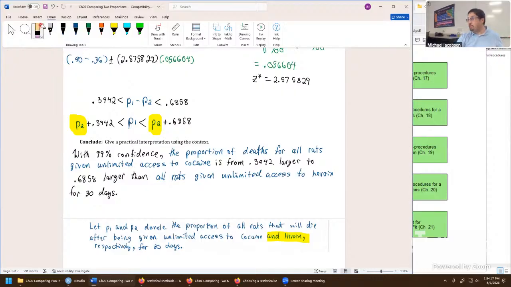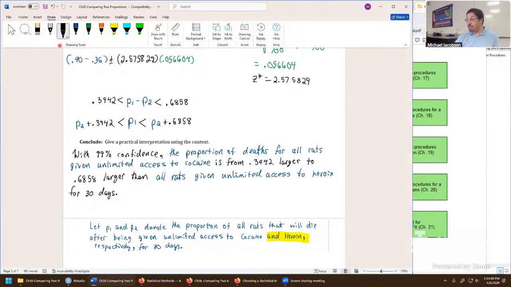So we've got all the elements. We mentioned the first parameter, P1, unlimited access to cocaine. Second parameter, P2, same thing, unlimited access to heroin. We have to say what the proportion is for in the first place. What was the success? We mentioned it here when we said the death. We say at what the interval goes from this value to this value. If it was a minus to a plus, we'd say from that much lower to that much higher, but it was larger on both ends. So what that tells us is, yeah, cocaine was much more deadlier. They were about 40% almost more deadly to almost 70% more deadly than it was for those rats given heroin.